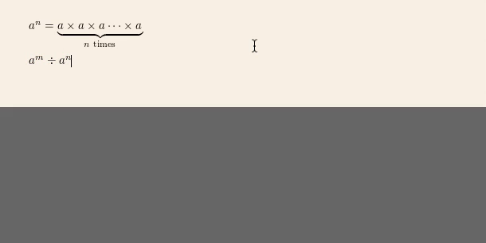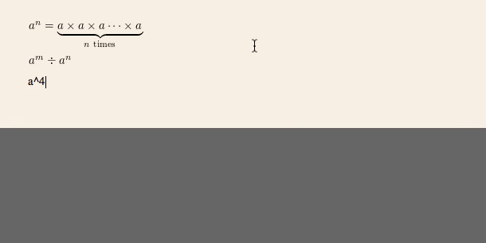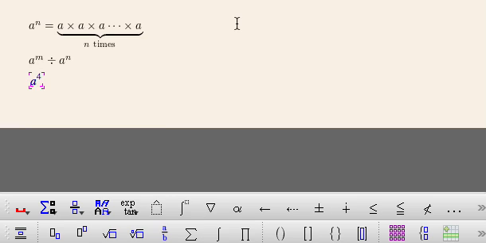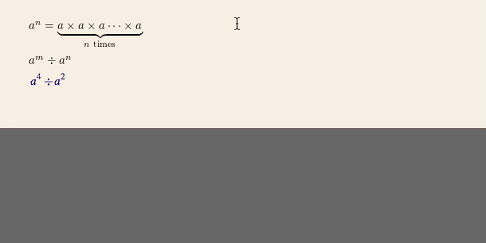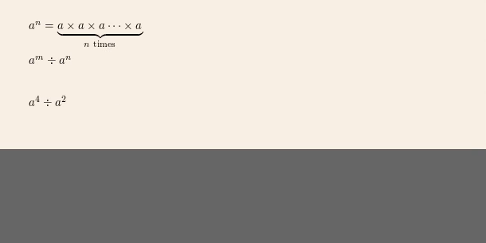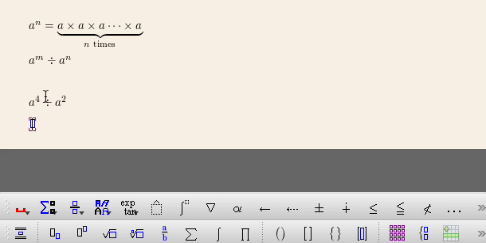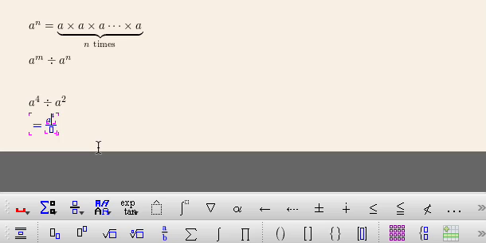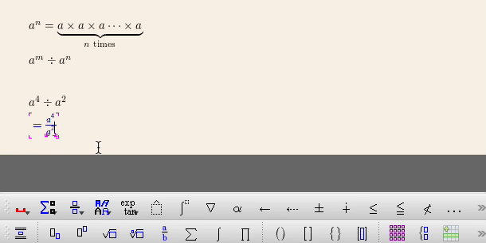Well, let's try an example first. Let's try a to the power of 4 divided by a to the power of 2. So what is this equal to? Well, we know that a division sign is basically a fraction. So this is actually equal to a to the power of 4 over a to the power of 2.